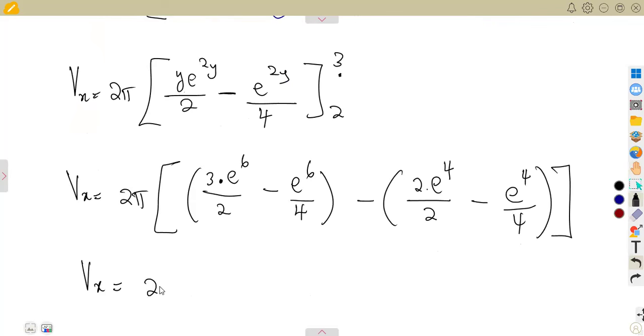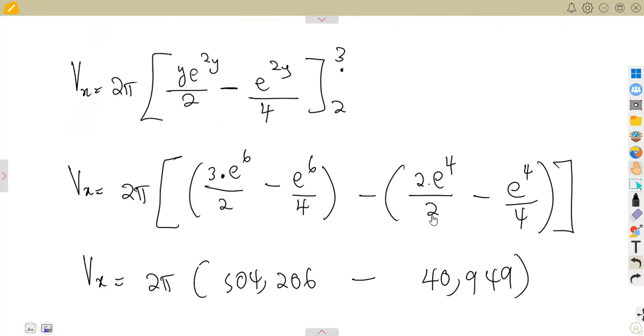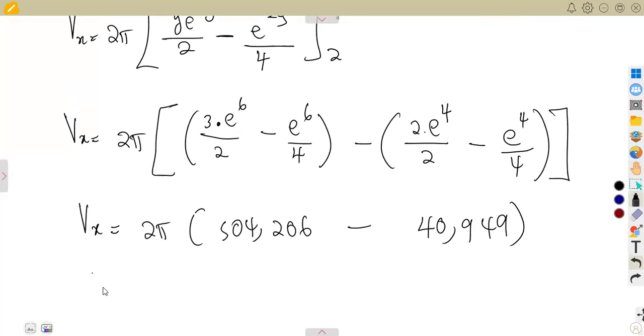If you substitute like this, the first one is going to give you 504,206, minus this one, which is going to give you 40.949, something like that. So you're going to subtract these two, multiply by pi at the end, and you're going to have 2,911,235. This is volume in cubic units.